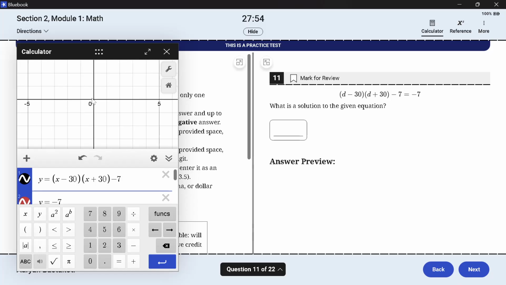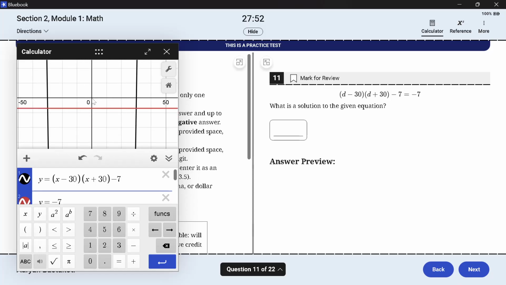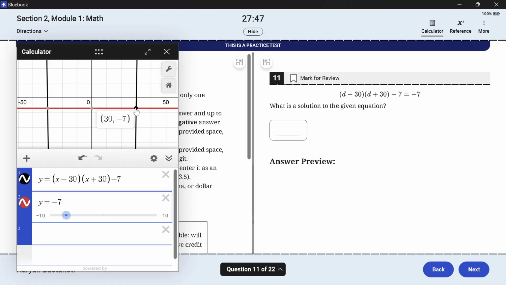And if you look at this, you will find a solution that is 30. 30 can be a solution. Yes, it can be a solution. 30 can also be a solution. Can minus 30 be a solution though? Minus 30 can also be a solution.